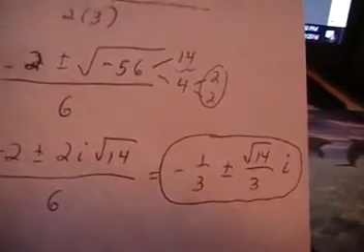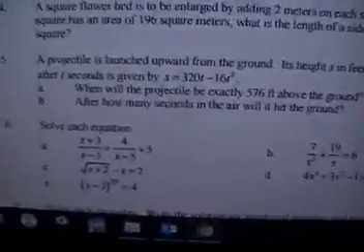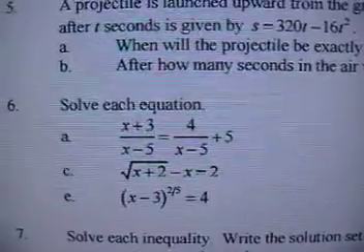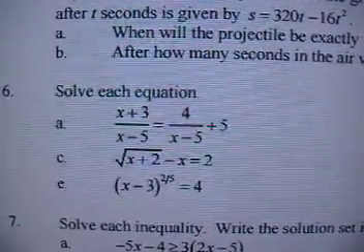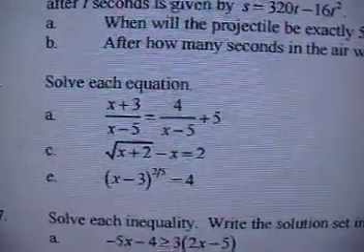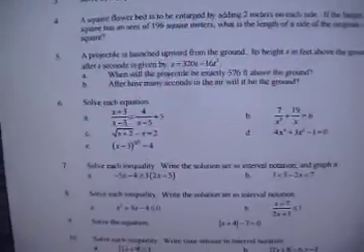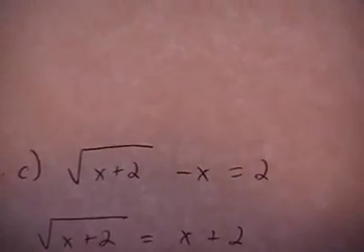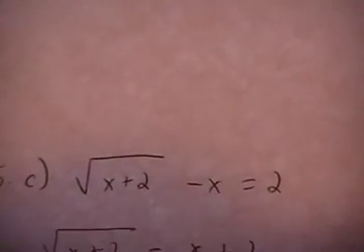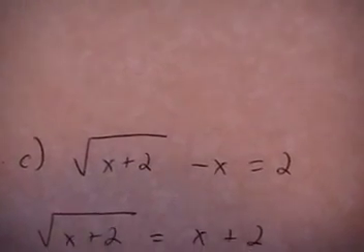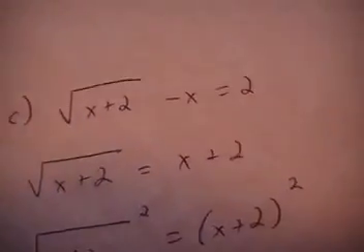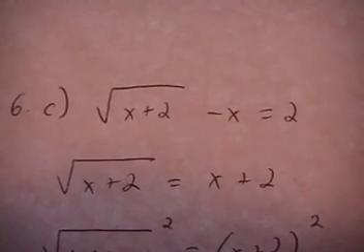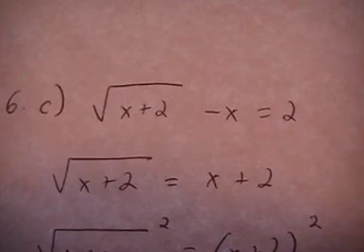So that was number 3. The third problem is like 6c. 6c has solving each equation. There's a square root of x plus 2, and then outside of the radical there's a minus x equals 2. So you're going to want to get the radical as isolated as possible. We want one side of the equation to have the radical and everything else on the other side. So I would add the -x over to the other side first. That gets the radical all by itself. Square root of x plus 2 equals x plus 2.